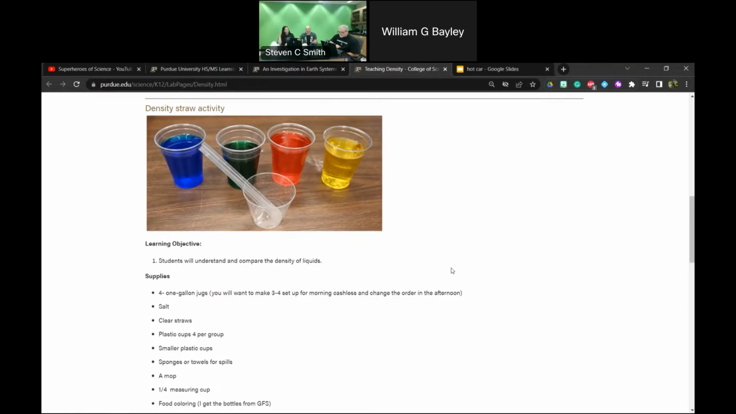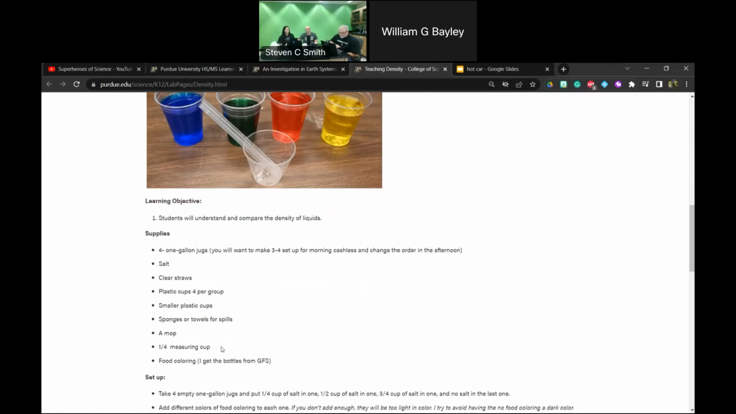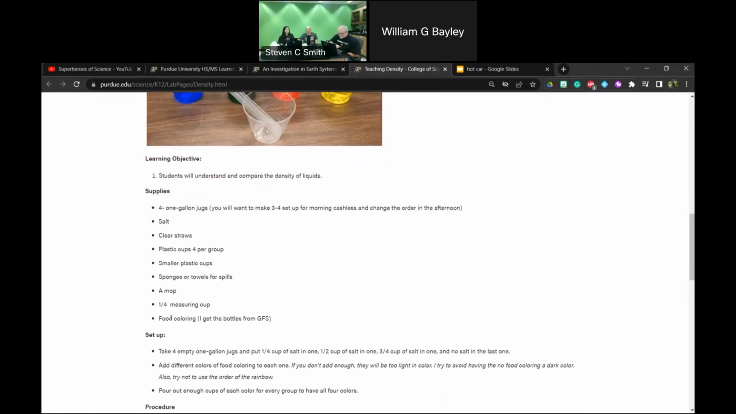The density straws, we do it. Once again, I do everything as simple as possible. I save gallon jugs, and I use 4 1-gallon jugs. And I have a 1/4 cup measuring scoop thrown in my stuff with salt. Usually I just dump the salt in, fill it up with water, shake it up, then put my food coloring in, and I'm done. For when we did this little video, I put the salt in last, but that works.